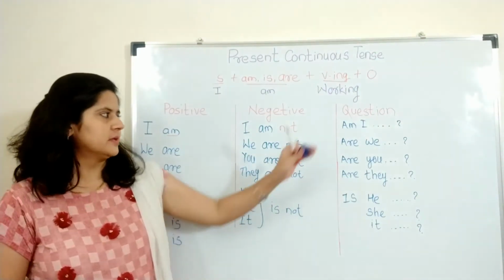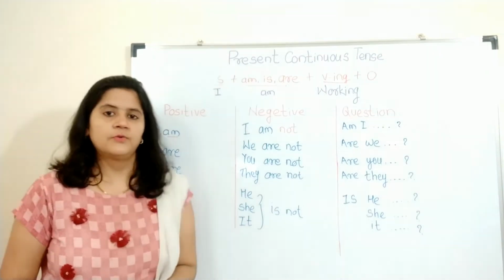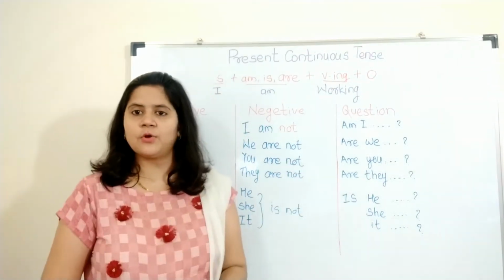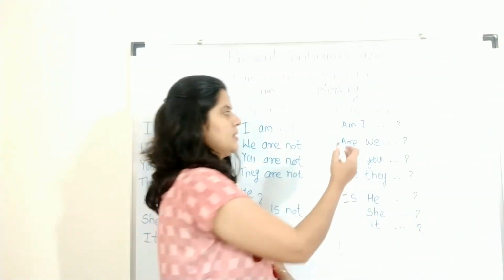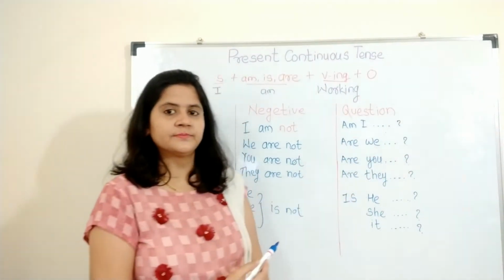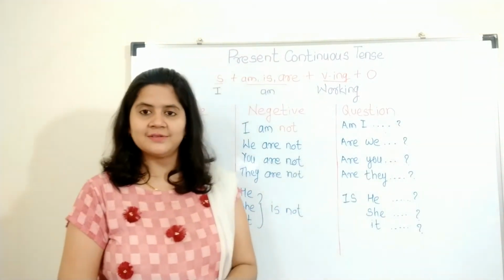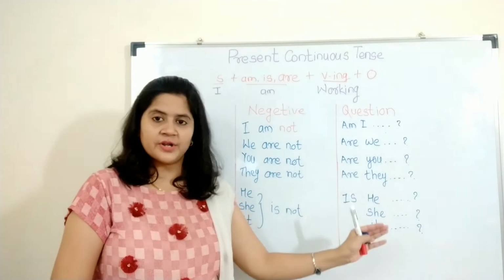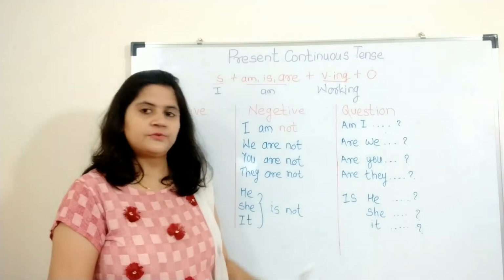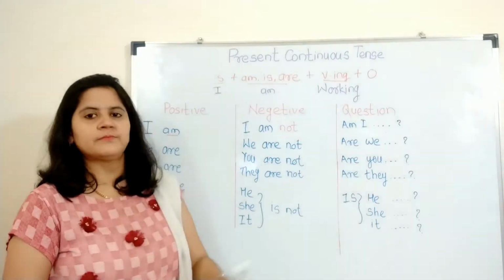Then let's make the question form of it. To make the question form, we have to use the helping verb at the beginning of the sentence. For example, am I working? Are we working? Are you working? Are they working? Is he working? Is she working? Is it working? That way we can use the question marks.